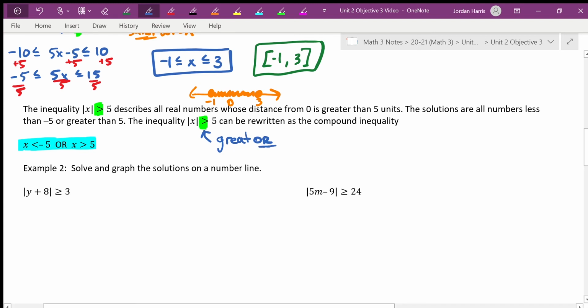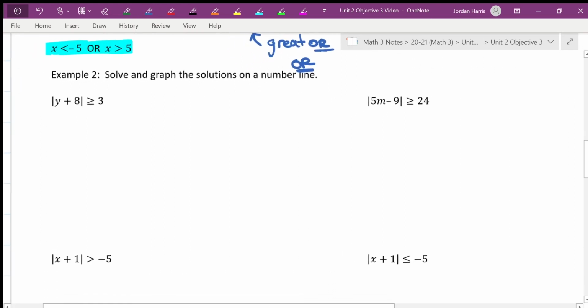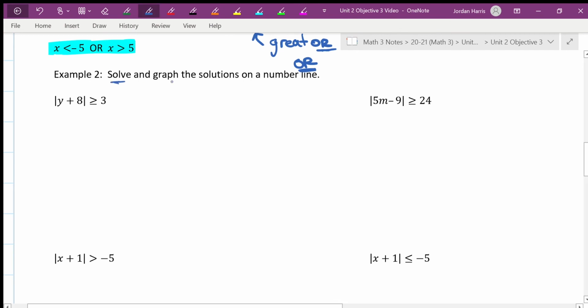Greater than means you need "or" in your answer. So less than, make a sandwich. Greater "or", write "or". Less than, make a sandwich. Greater "or", write "or". All right, so graph and solve, or solve and graph on the number line.